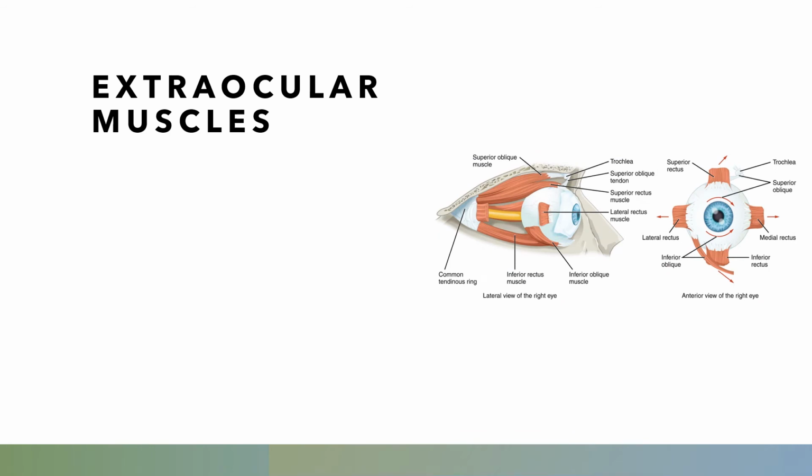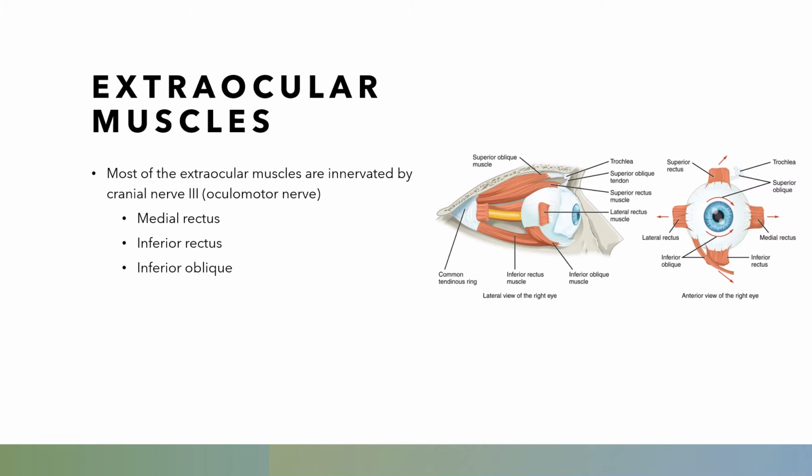Let's talk about the extraocular muscles. And the extraocular muscles are, as its name suggests, muscles that are located outside of the eye that help move the eye. That's why you're able to look up, down, left, and right, and even diagonally because of these muscles. Most of the extraocular muscles are innervated by cranial nerve 3, which is the oculomotor nerve. And if you recall from the cranial nerve section of the brain and cranial nerves lecture, the oculomotor nerve is responsible for motor innervation to the extraocular muscles.